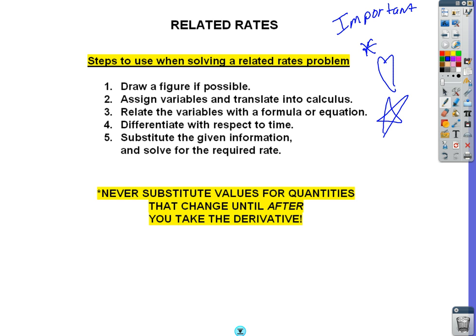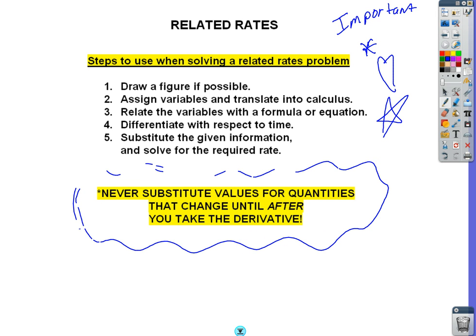So these are the 5 steps you're always going to follow. Draw a figure if possible. Assign variables and translate them into calculus. Relate the variables with a formula or an equation. Differentiate with respect to time. And then substitute in the given information and solve for a required rate. Never, ever substitute values for quantities that change until after you take the derivative. Very important. So what does this look like?